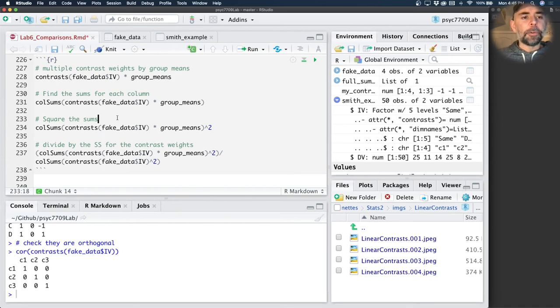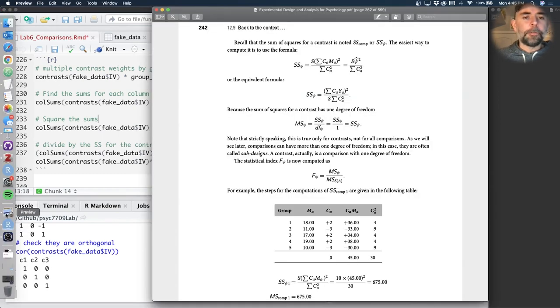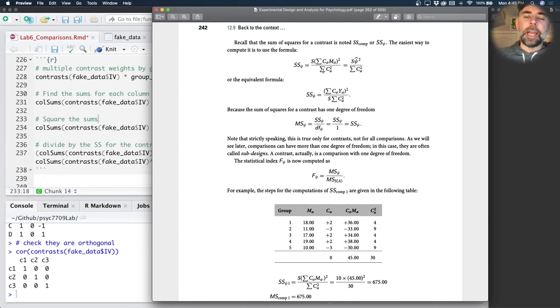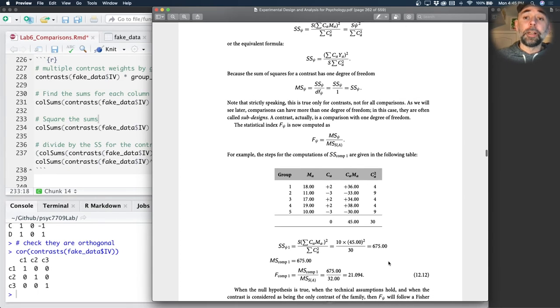All right, we're going to do a couple things next. First of all, if you were to look at your textbook, you could see this formula right here that describes how to calculate the sums of squares for each contrast. And here's an example where we have some means, we have a contrast, and then how to compute the sums of squares for that contrast up to an F value.